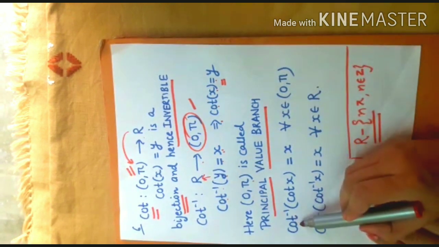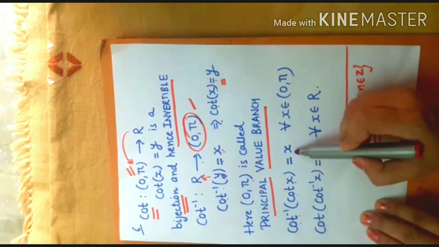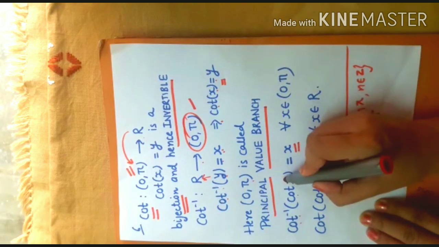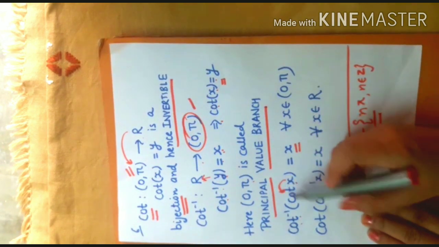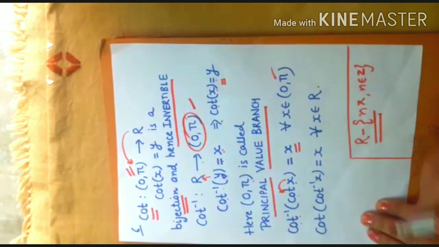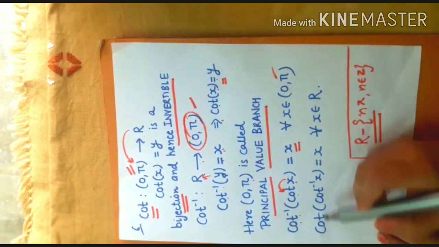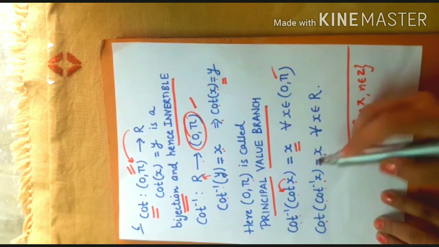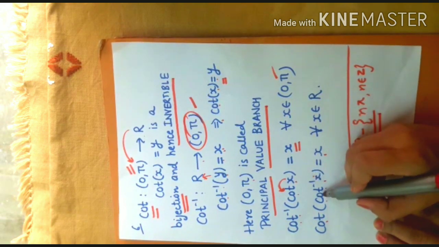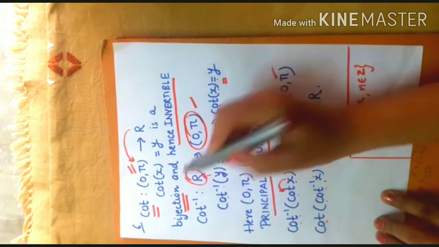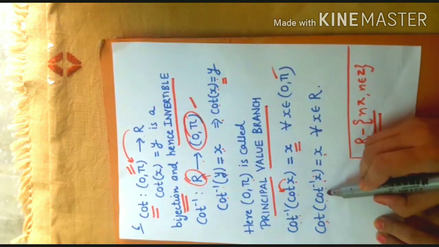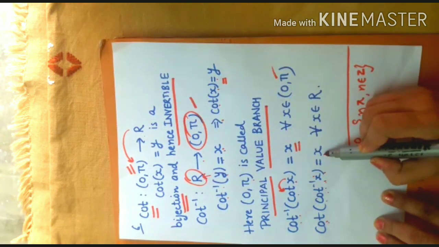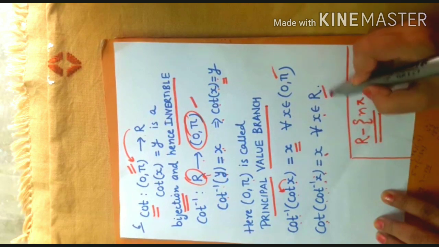Also, cot inverse of cot x will be equal to x. This x will come from the domain of cot, which is the open interval 0 to pi. Also, cot of cot inverse x will be equal to x. X will come from the domain of cot inverse, which is R. So, cot of cot inverse x is equal to x for all x which belong to R.